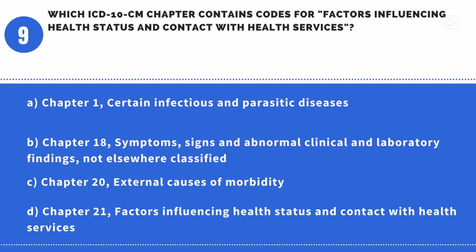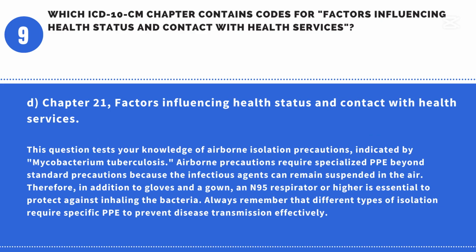Question 9. Which ICD-10-CM chapter contains codes for factors influencing health status and contact with health services? A. Chapter 1, Certain Infectious and Parasitic Diseases. B. Chapter 18, Symptoms, Signs and Abnormal Clinical and Laboratory Findings, not elsewhere classified. C. Chapter 20, External Causes of Morbidity. D. Chapter 21, Factors Influencing Health Status and Contact with Health Services. Answer D. Chapter 21, Factors Influencing Health Status and Contact with Health Services.